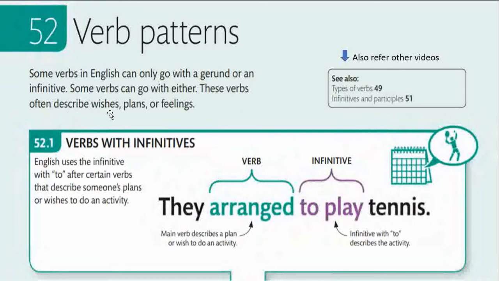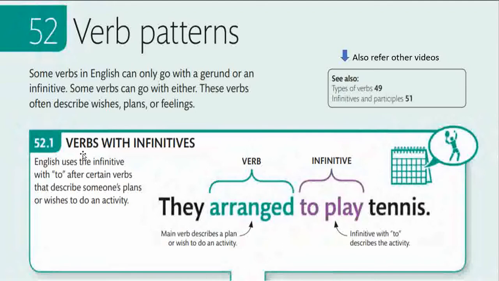These verbs often describe wishes, plans or feelings. Some verbs that go with either, that means with both of them, describe wishes, plans and feelings. So make a note of the purpose, and now we go ahead and note down those words. The first pointer that we have is verbs with infinitives. Infinitives, as we have learned in the previous lesson, are the verb preceded by a to. An infinitive alone does not exist in sentences. It has to come into the context with some other finite verb. For example, over here the main verb is arranged. The main verb describes the plan or a wish to do an activity. Over here the infinitive describes that activity.